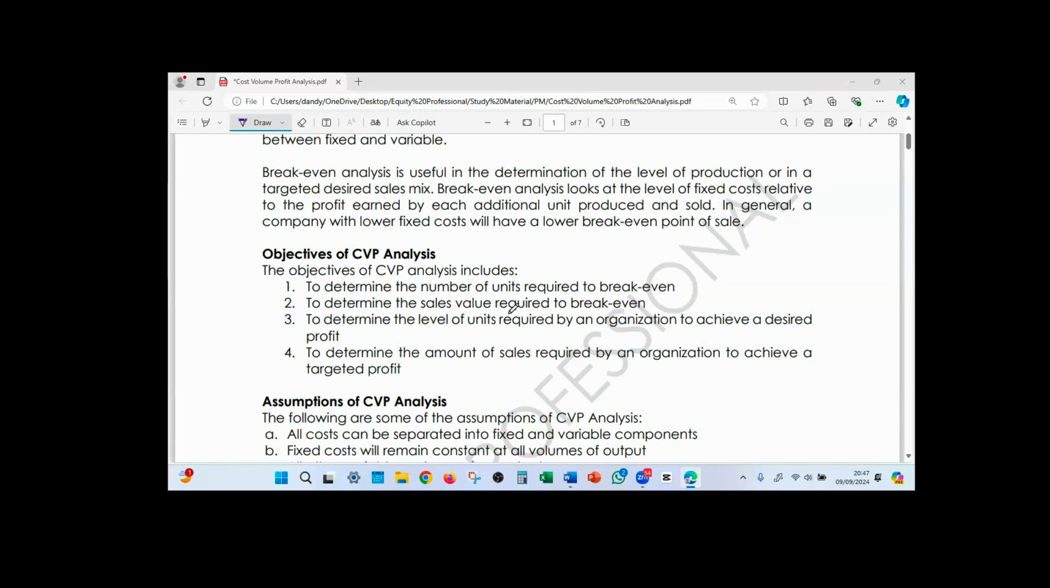A company may want to know how many units we are going to produce this year to be able to break even. You don't want to make profits, and you also don't want to make a loss. Therefore, how many units are you going to produce as a company to be able to break even? That is one objective. The second objective is to determine the sales value required to break even.